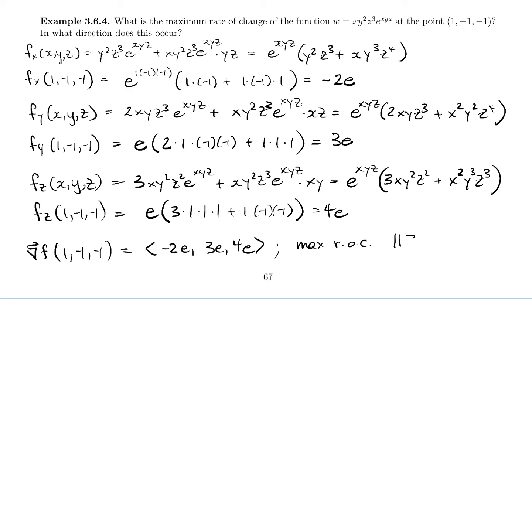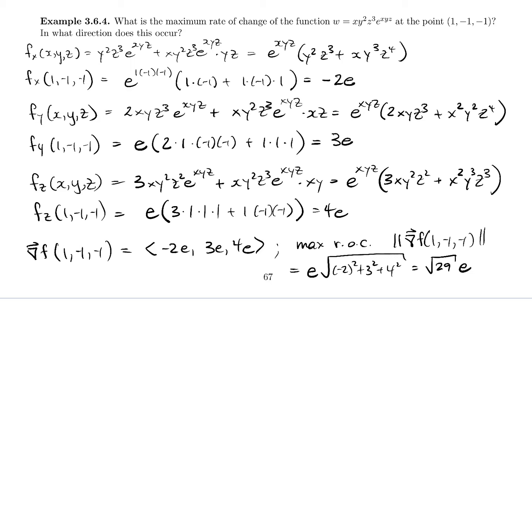The maximum rate of change is the norm of the gradient, which is the norm of this vector. If we factor out an e, we'll get the square root of minus 2 squared plus 3 squared plus 4 squared, which is 4 plus 9 plus 16, 29, root 29 e.